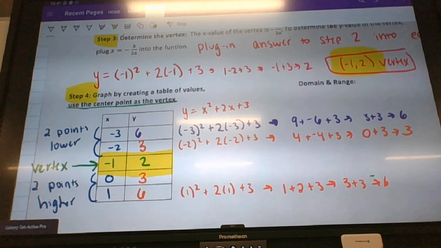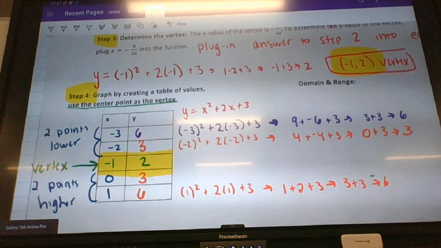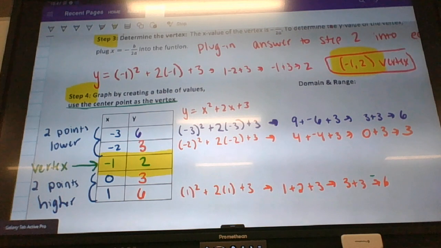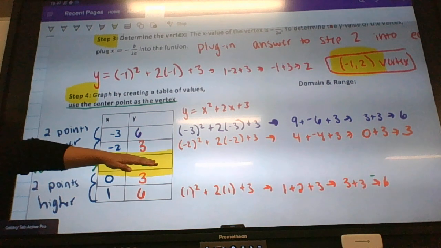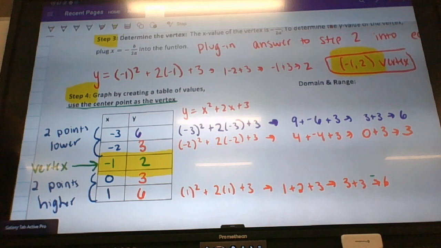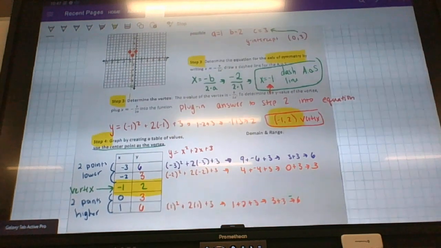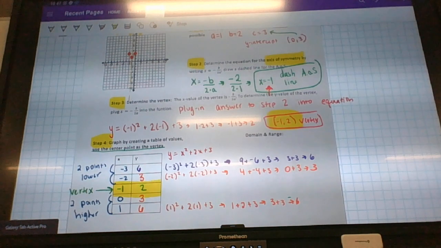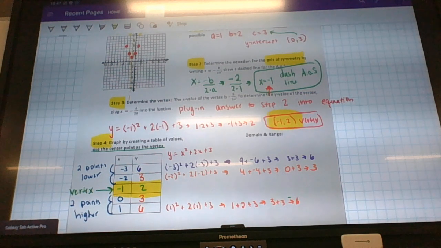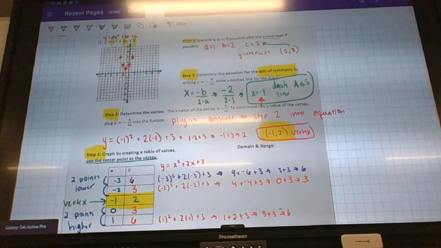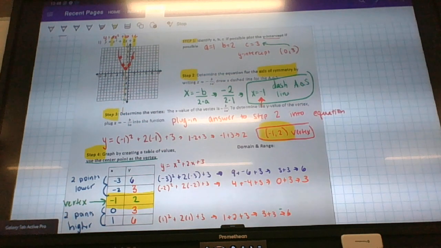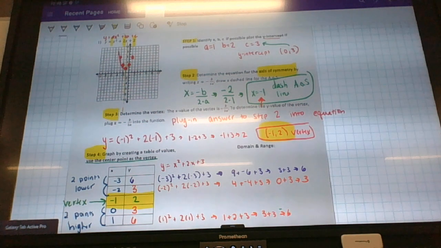When you're done, you should see symmetry in your table. Unless there's a fraction or something involved. You know, you got your center, and then these should repeat outwards. So I can add these points. Make sure it doesn't look pointy. Should be a U shape, not a V shape. Mine looks so pointy. The little graph is too small.